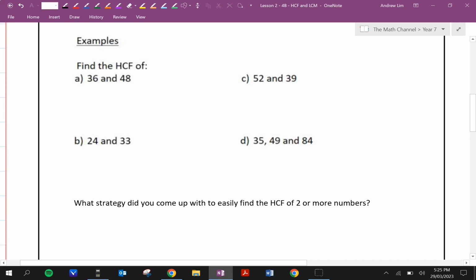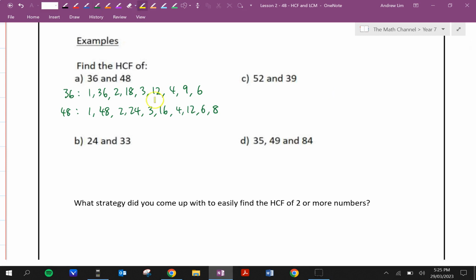Okay, so let me teach you the first strategy. The highest common factor of 36 and 48. One method is to write all of the factors of both numbers. So for 36: 1 and 36, 2 and 18, 3 and 12, 4 and 9, 6. For 48: 1 and 48, 2 and 24, 3 and 16, 4 and 12, 6 and 8.